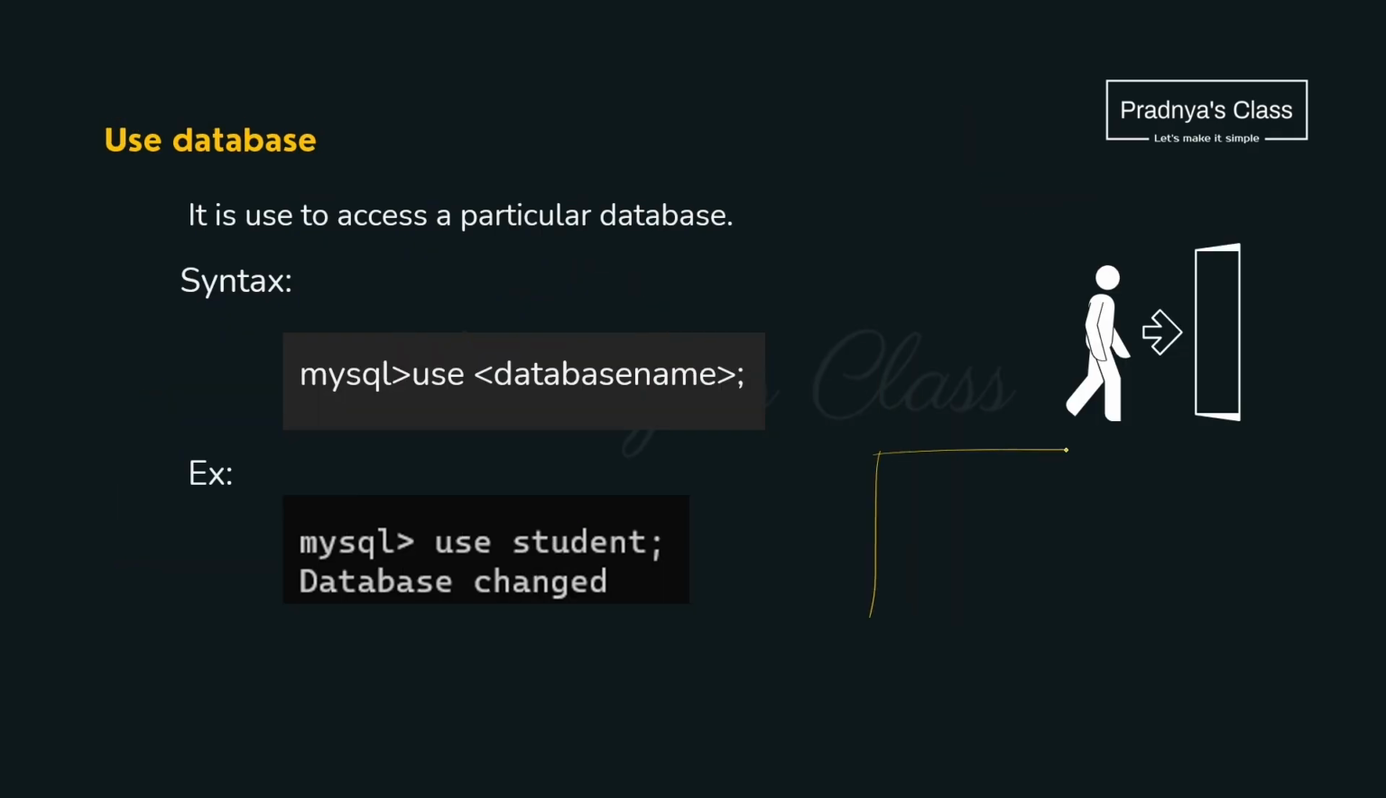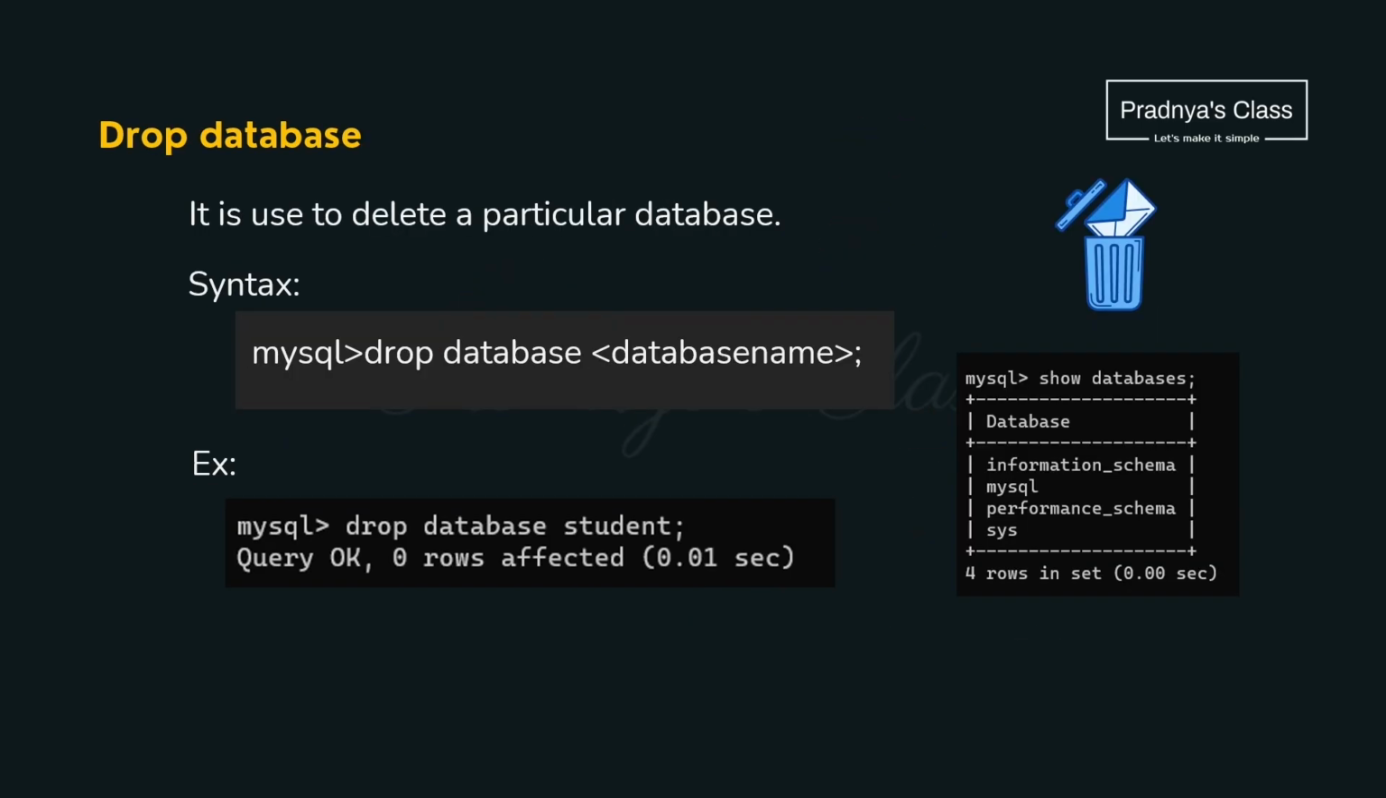We created one database named student. But before creating the tables inside it, you should use this command. By using this command, you are actually entering into the database. So first you need to create database and then use it. If you know how to create it, you should also know how to delete it. For deleting the database, we have drop database command. Drop database and name of the database. In this way, database will get deleted.